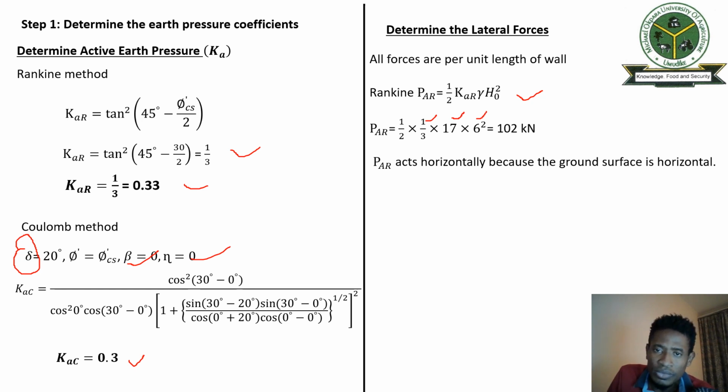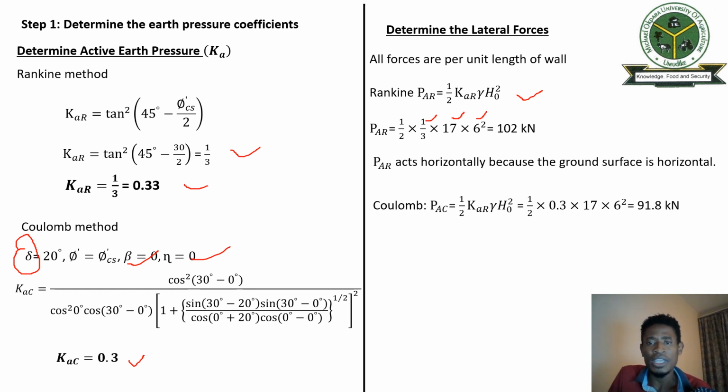So now you go to the next part. The force acts horizontally because of the ground surface. So you can see it here already. Again, you see Coulomb's method uses the same formula, but the only difference between Coulomb's method and the Rankine method here is the methodology for determining the Ka. So the only thing that changed between this equation and this one is this value. This value is the only difference.